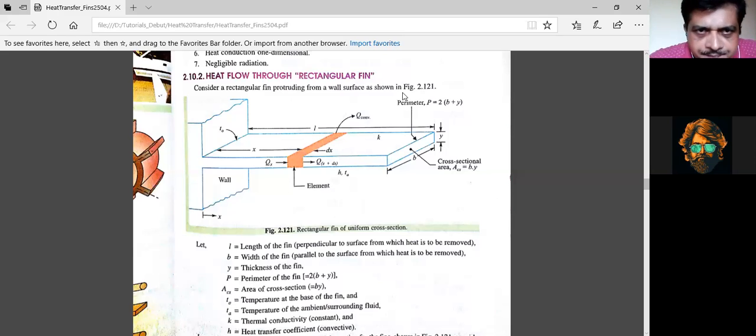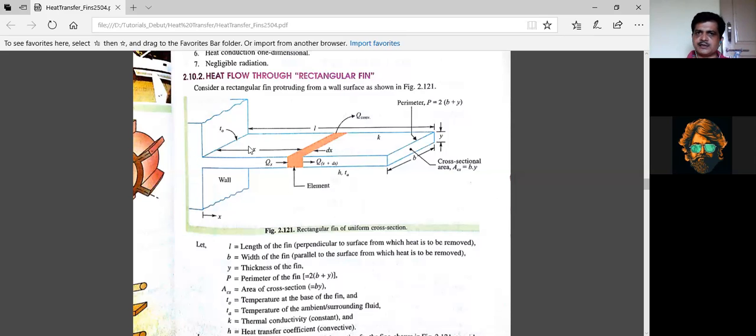Good afternoon, everybody. In the last class, we discussed the heat flow through a rectangular fin. We derived one very important equation, because there are three derivations and this is the basic one for all three. This derivation you have to do, and later you have to deviate from it. Let me remind you what we studied last time.